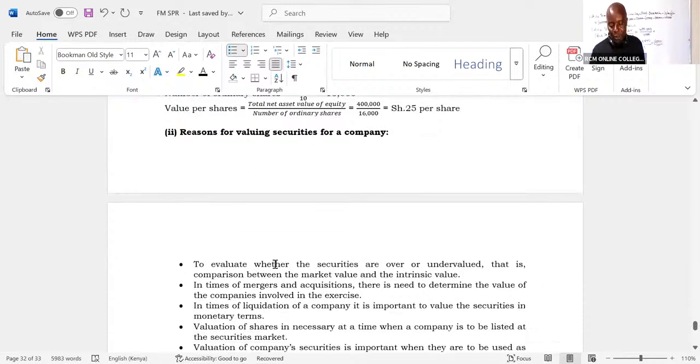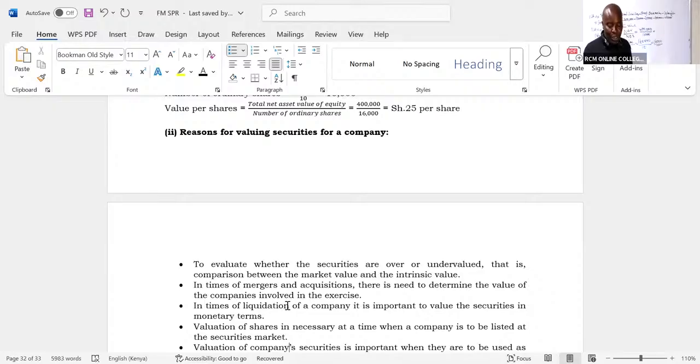In this case here, reasons for valuing securities of a company: to evaluate whether the securities are over or undervalued. That is a comparison between market value and intrinsic value. I'll be able to come back to that later. In terms of mergers and acquisitions, there is need to determine the value of the companies involved in the exercise. In terms of liquidation of a company, it is important to value the securities in monetary terms when a company is being liquidated, when a company is unable to pay its creditors. And then the judge has lifted his hammer and said, let's sell this company. At that point, it will be important for us to value a company.